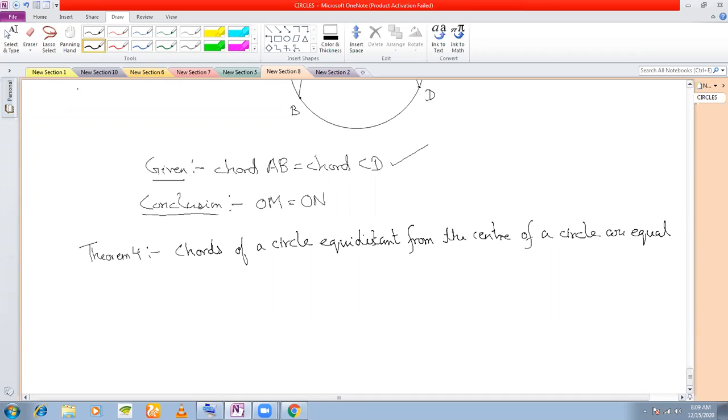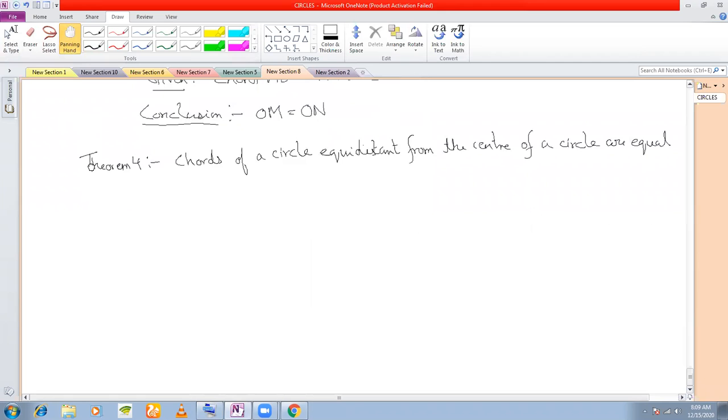Now, what does equidistant mean? Equidistant means at an equal distance. Let's see what it means. Say this is your center. Let's draw two chords. Let's say one chord AB, and the other CD.